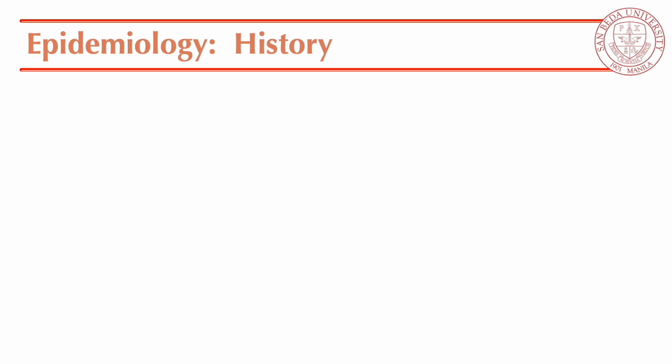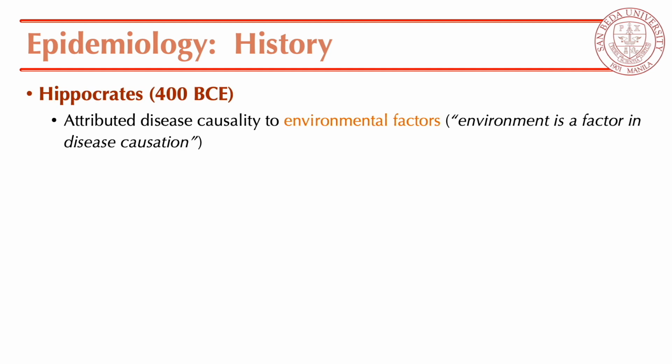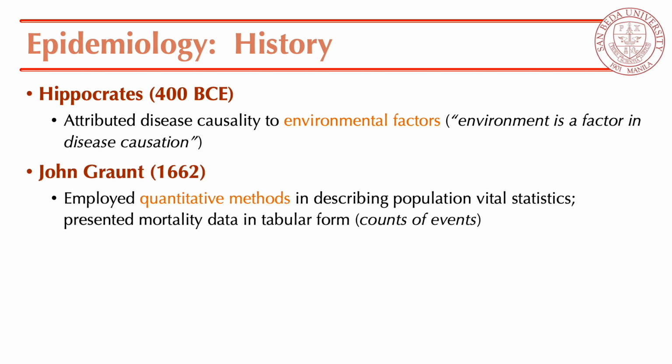Now, let's explore a little bit of history and epidemiology. Way back in 400 BCE, Hippocrates had already considered the environment as a factor in the development of certain diseases. It wasn't until 2 millennia later that quantitative methods were used when dealing with health-related data. Per historical records, John Graunt, an English statistician, spearheaded this practice. It was still quite simple back then, involving the presentation of count data in tabular form only. Nonetheless, Graunt laid the foundations for modern demography.